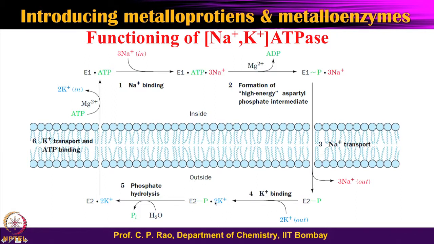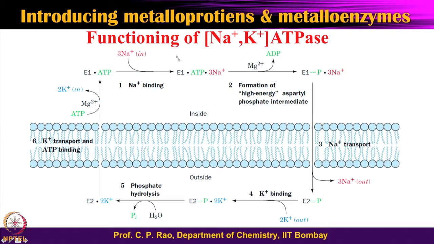At this stage it has an affinity for potassium ions, and the potassium ions will bind, and once the potassium ions bind it will trigger the dephosphorylation, and when the dephosphorylation takes place the affinity for potassium is reduced, and this complex is carried over here, and in presence of the magnesium the dephosphorylation takes place, and that will result back to the original complex.